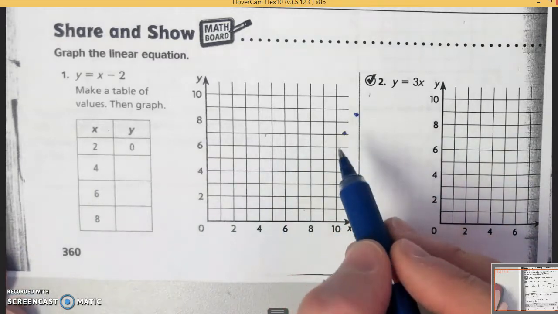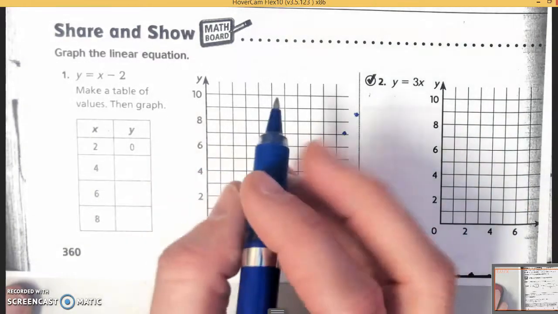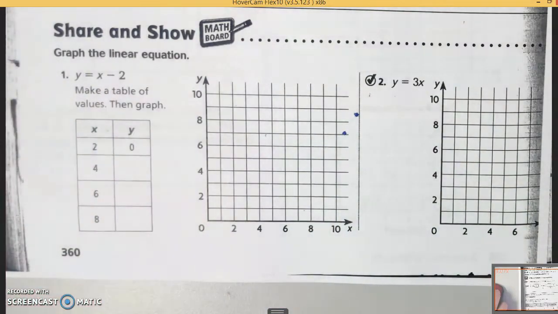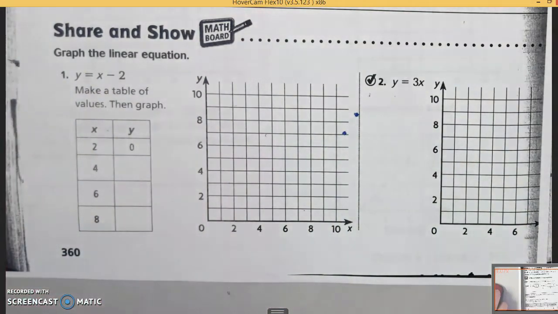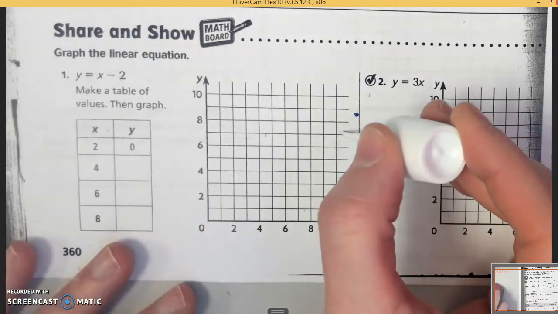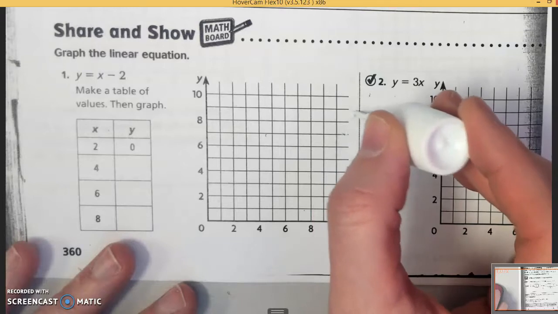These crossed over from the other page, so just ignore those for now. Actually, I'm going to just white them out real quick. There.